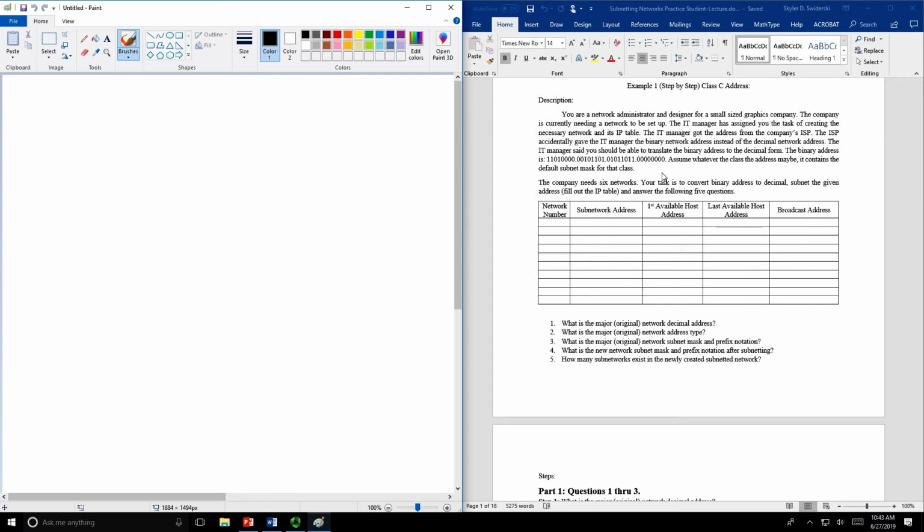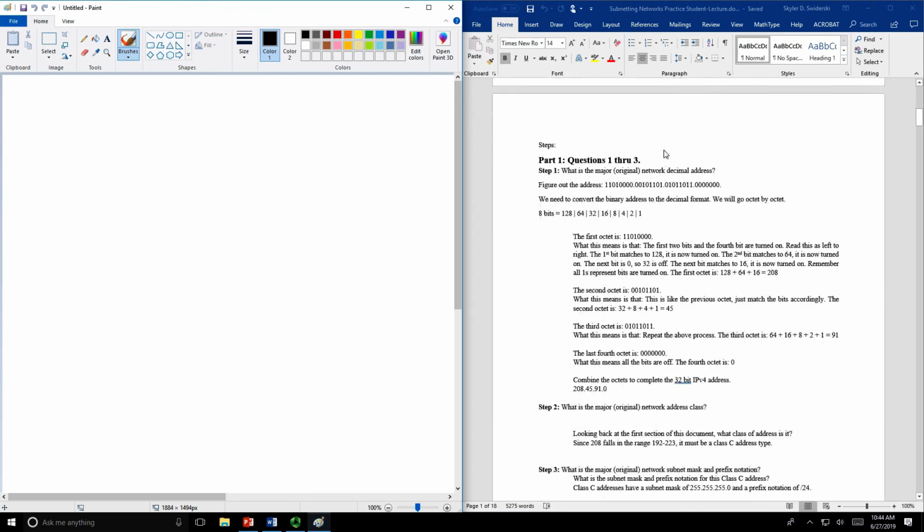The binary address is 1100.001.01101.0101111, and the rest are zeros. Assume whatever the class address may be, and it contains the default subnet mask for that class. It says that we'll be needing 6 networks. What the problem asks us to do is to convert the binary address to decimal, subnet it by filling out the IP table, and answering the 5 questions.